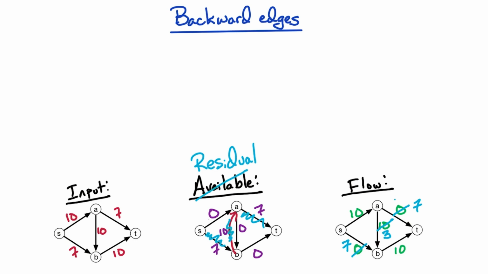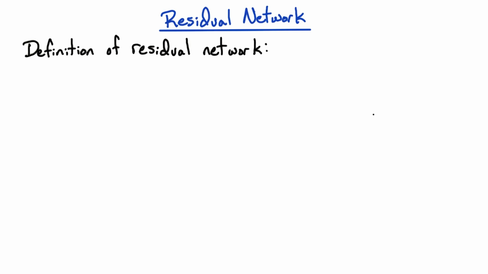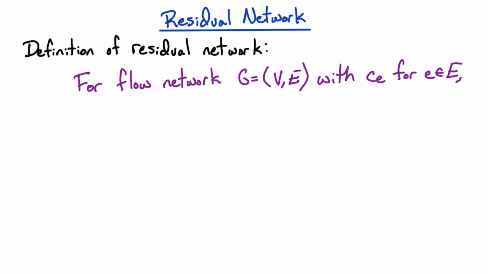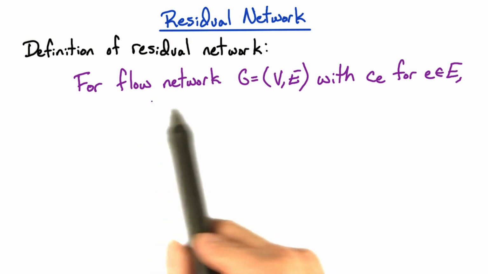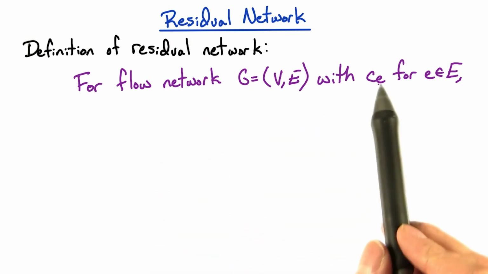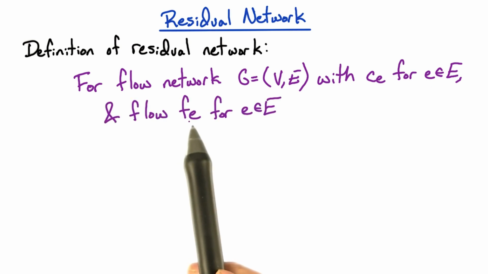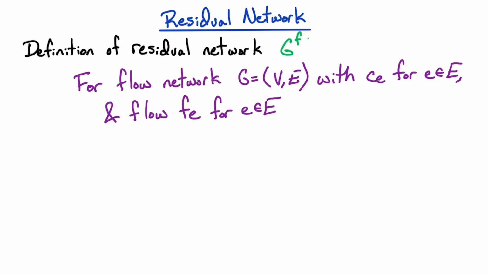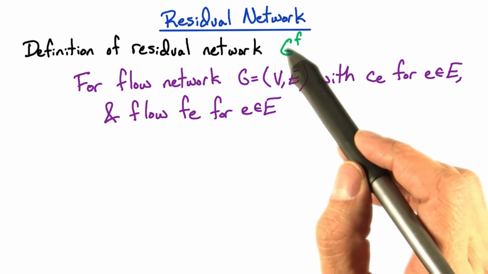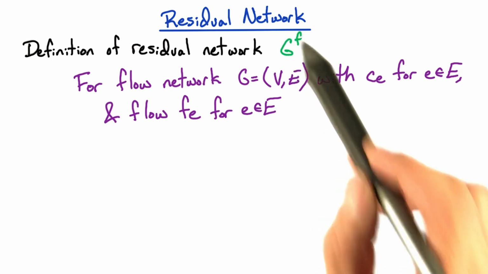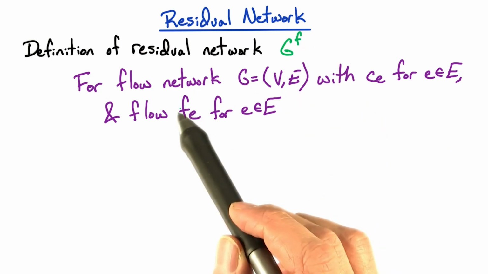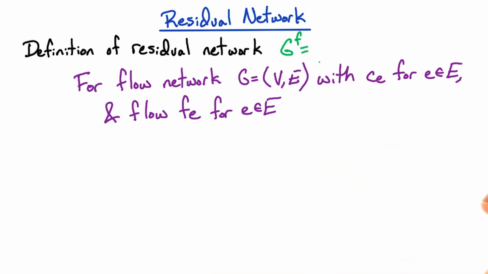So the key idea is to look at the residual network instead of the network of available capacities. Let's formally define a residual network. First off, we have our input to the max flow problem, which is the flow network, the directed graph, with capacities for each edge. And our residual network will be a function of the current flow. So f is the current flow. So we'll denote the residual network as this graph G superscript f, because it's a function of the current flow f. This will be a directed graph.